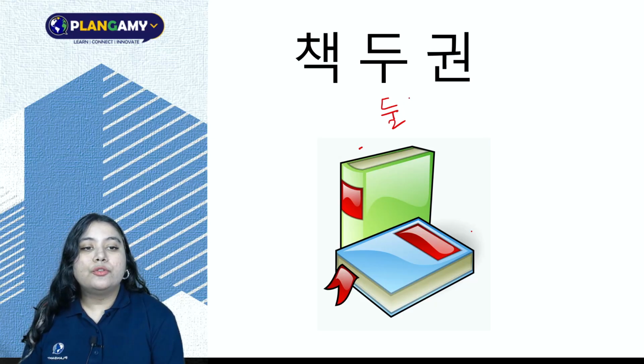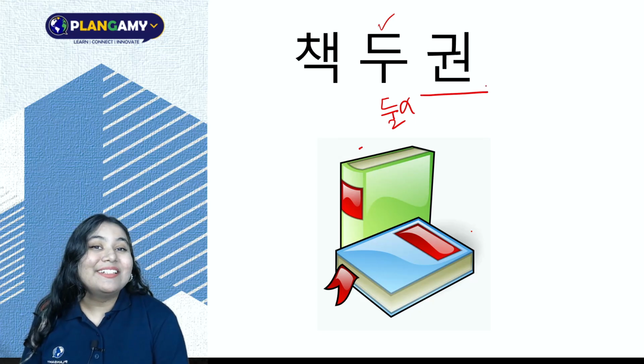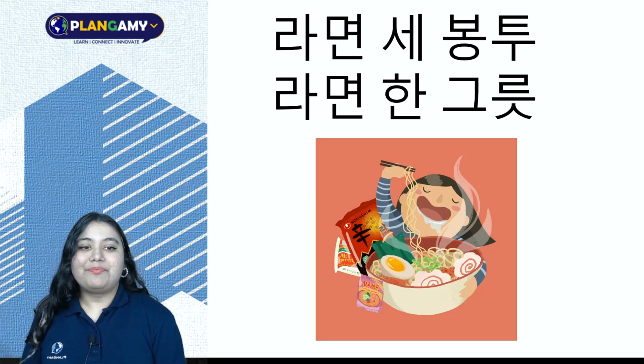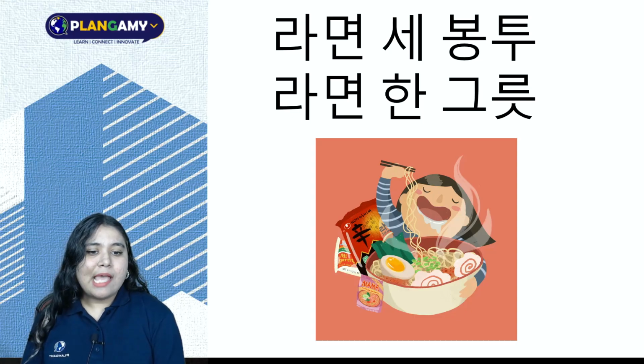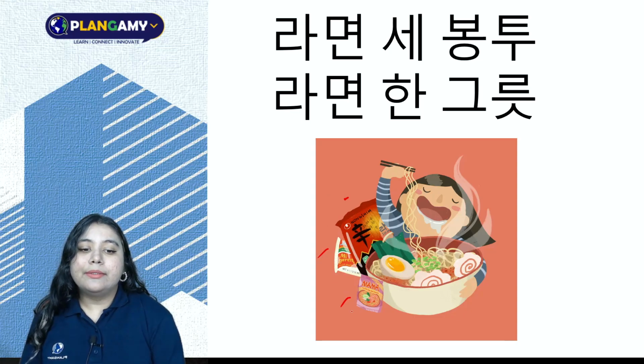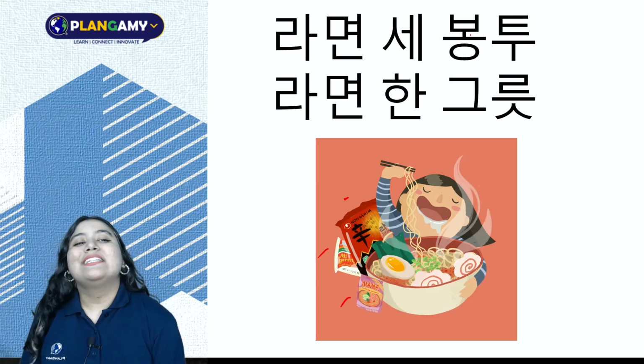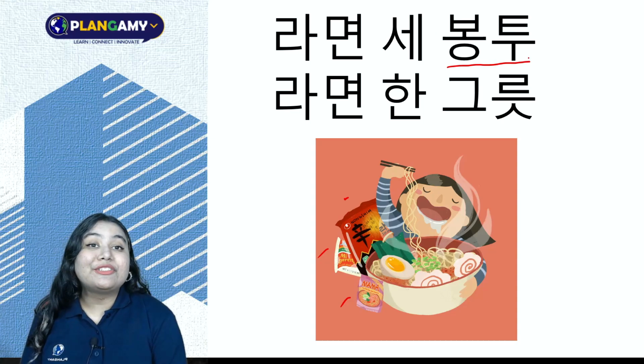So not 둘, 두. 책 두 권. 권 is specifically used to count books. Okay. Now this girl is eating ramen and we can see packets of ramen at the back. Let's count how many are there. 하나, 둘, 셋. 3. So I can say ramen 세 봉투. 봉투 is used for packets. So ramen 세 봉투. 3 packets of ramen.